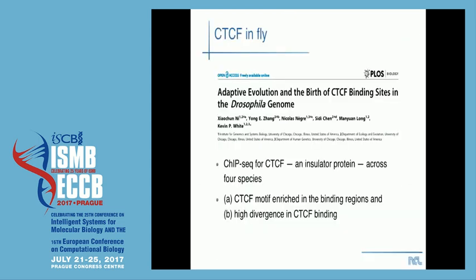Okay, so we looked at an insulator binding protein in the fly. Okay, it's one of many insulator binding proteins, CTCF. And this is from Kevin White's lab, where they profiled it in 4 different fly species in an early developmental stage. And they found that, yeah, the CTCF motif was enriched, right, in the traditional sense, in the bound regions. And they also said that there was high divergence in where the protein was binding, right, based on the ChIP peaks across the 4 species. Okay, so this is what the input to diversity looks like.